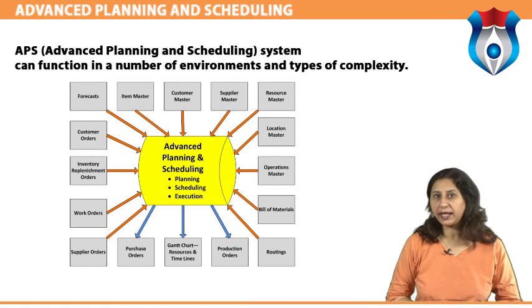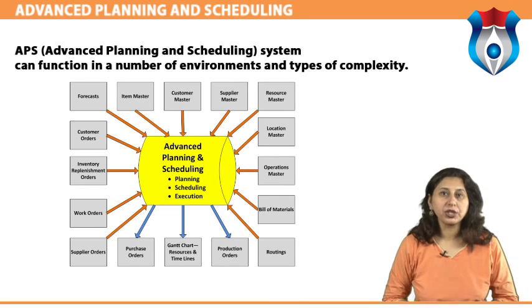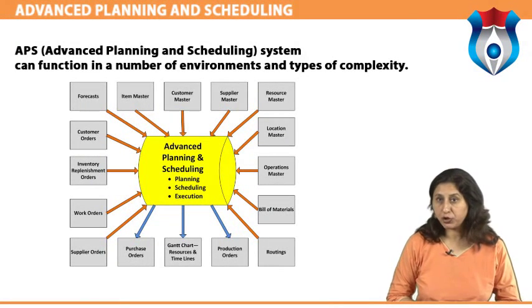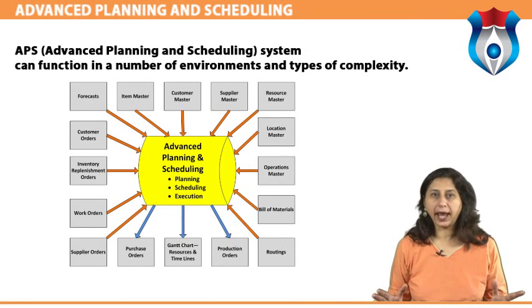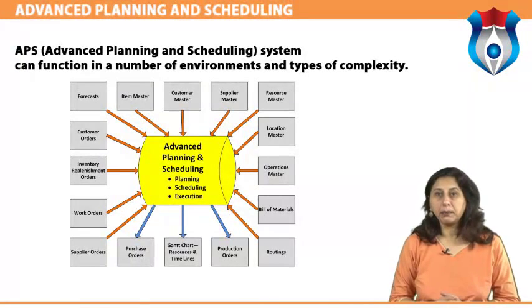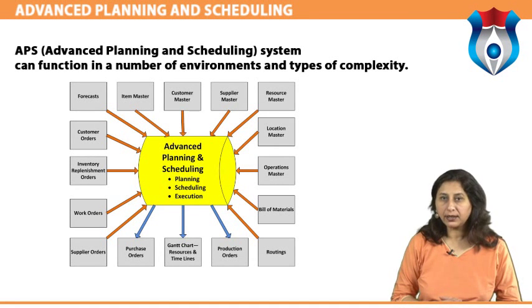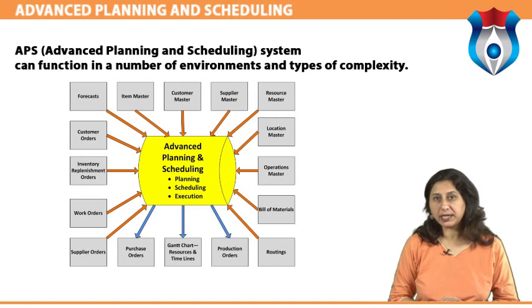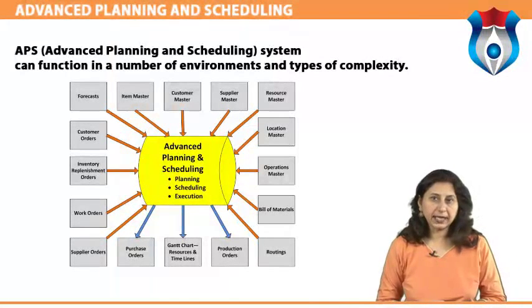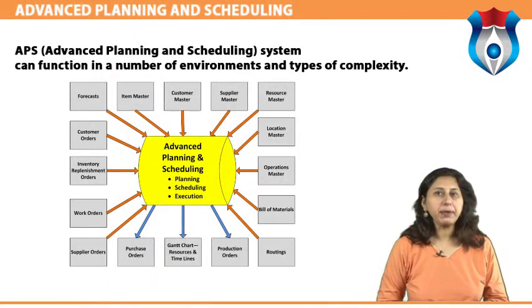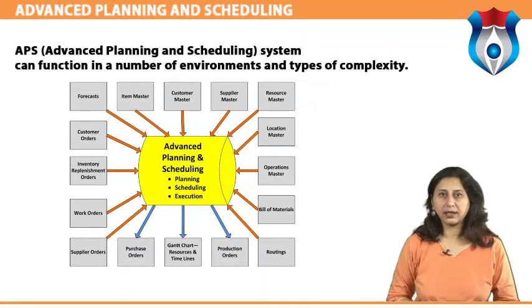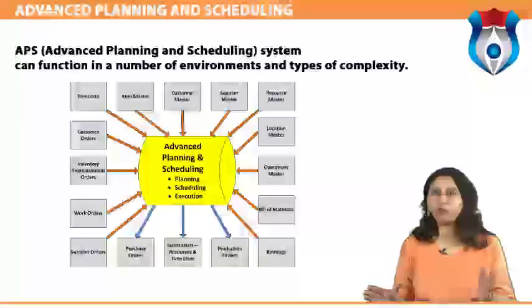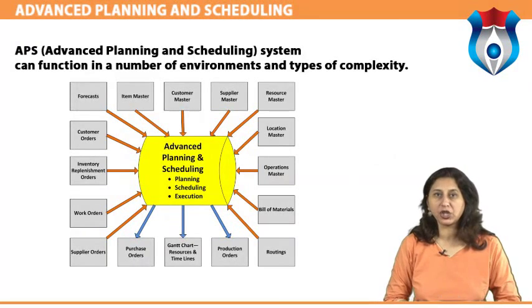APS, Advanced Planning and Scheduling System, can function in a number of environments and types of complexity. When companies start to integrate within their organization, an APS tool can be helpful because the MPS, MRP (Manufacturing Requirements Planning), and CRP (Capacity Requirements Planning) processes can take place simultaneously. An APS tool really benefits companies integrating with outside organizations. The customer and suppliers are involved in driving the organization's logistical chain.